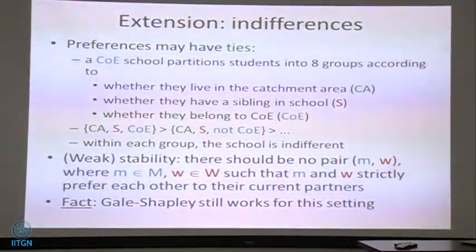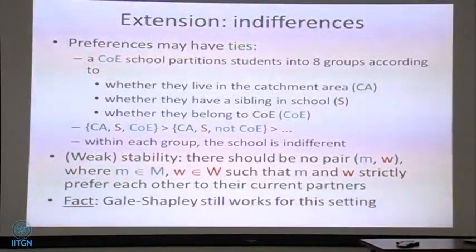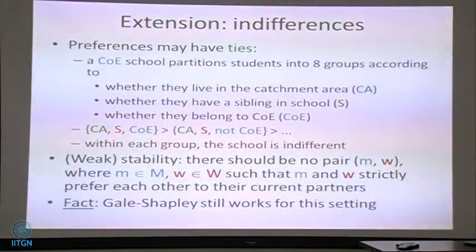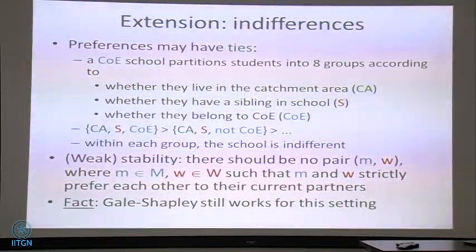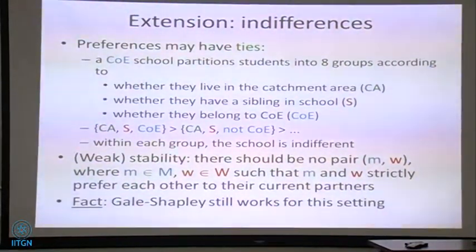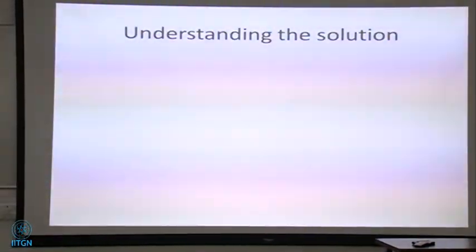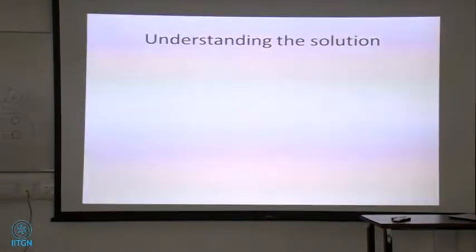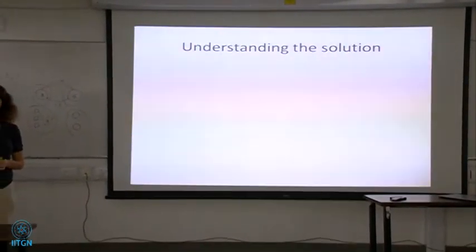Okay, so one caveat: if we simultaneously allow ties and inacceptabilities, so ties and incomplete preferences, then Gale-Shapley no longer guarantees you a stable pair. But if we allow just one of these two things, Gale-Shapley still works. So we talked about why the Gale-Shapley algorithm is important. Let me say a few more words about the properties of the solution.